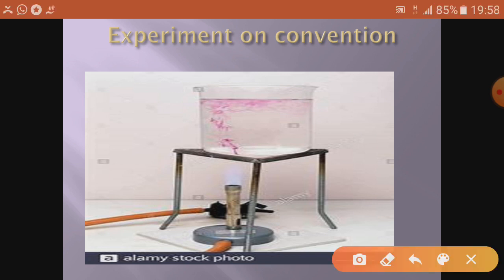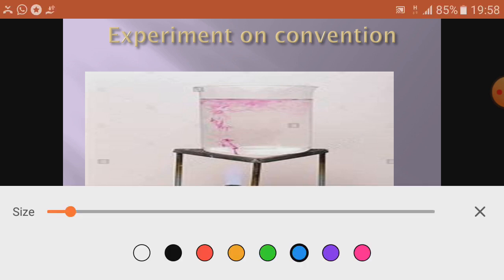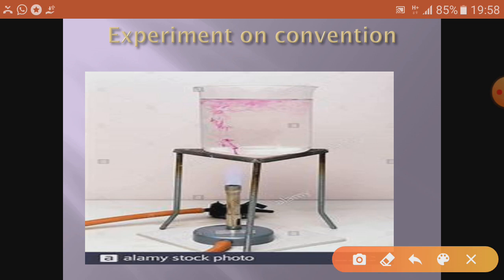So you can see in this given picture how the water which is in contact with the flame gets heated up, moves upward, and the cold water comes downward. Okay, so why have we used this crystal of potassium permanganate? So that we can see the convection current.